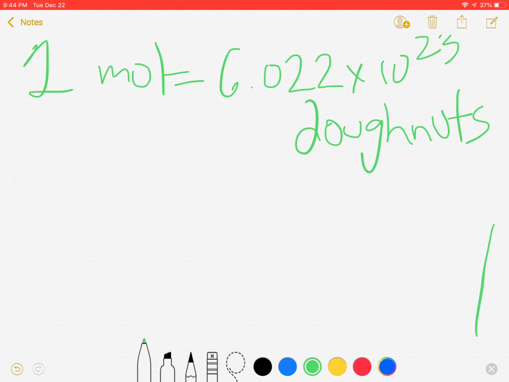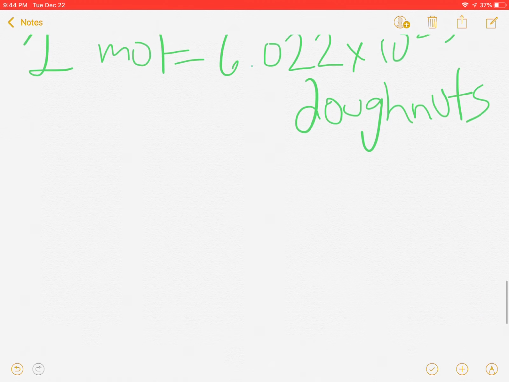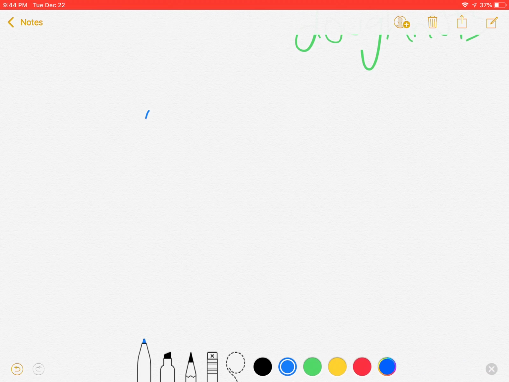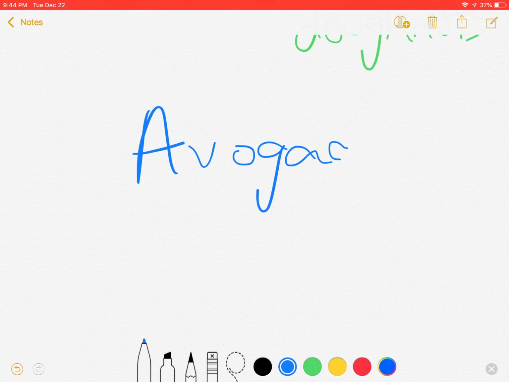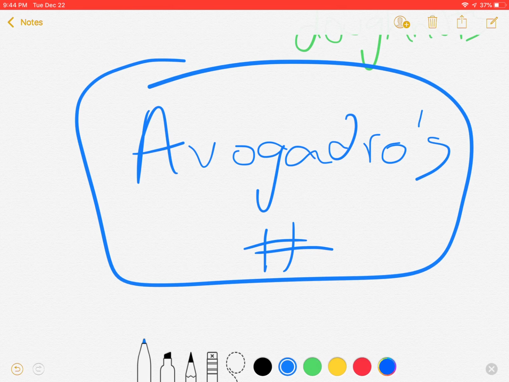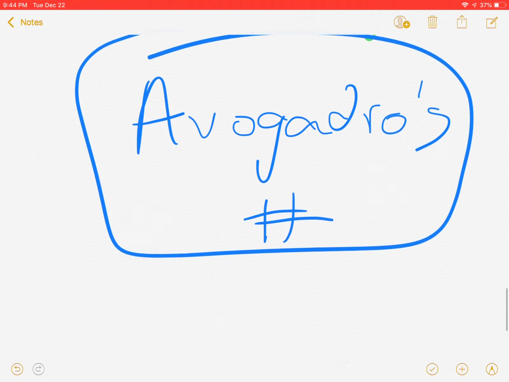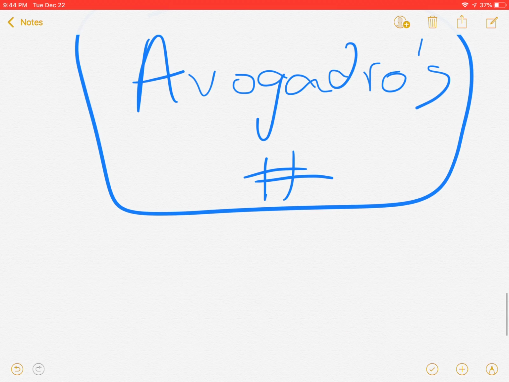Whenever you have extremely small particles, you're bound to find a lot of them everywhere. And so this number is so special, 6.022 times 10 to the 23, that it's given its own name after the person that figured it out. It's called Avogadro's number. You'll be given this almost always on your formula sheet, but it's a pretty handy number to keep memorized.